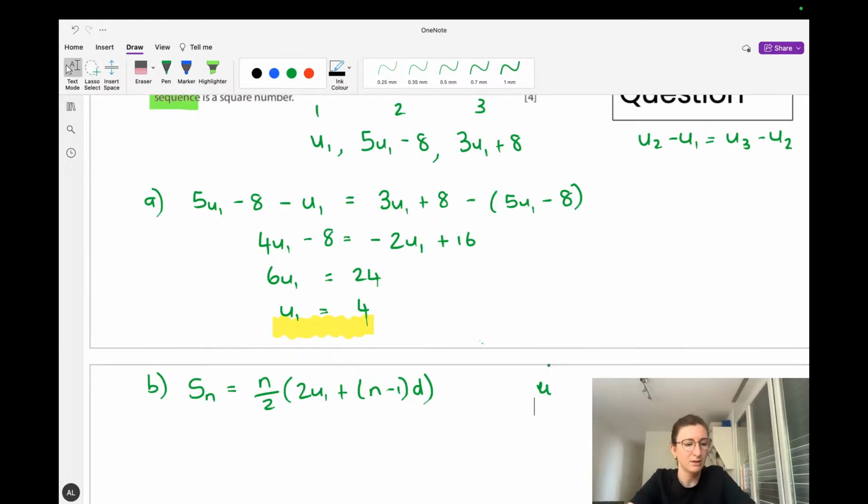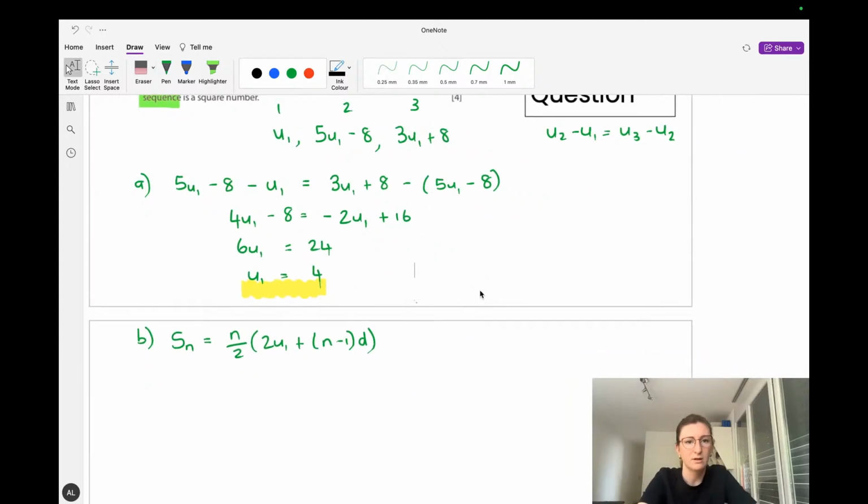I don't want to write it there because I think my camera is in the way. U1, no, that's too close. Maybe I'll do it there. Okay, u1 equals 4. What is our common difference? We don't know that yet. But we know what u1 is, and we have this relationship here.